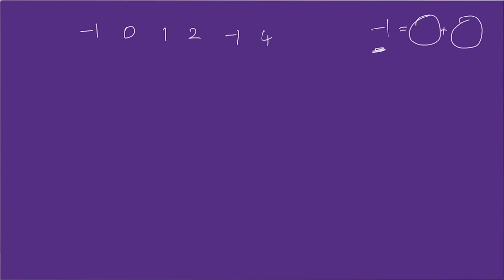So if we sort this list, we end up with -1, -1, 0, 1, 2, and 4. Actually, this is supposed to be -4. So let me fix this up really quick. So it becomes -4, -1, -1, 0, 1, and 2.